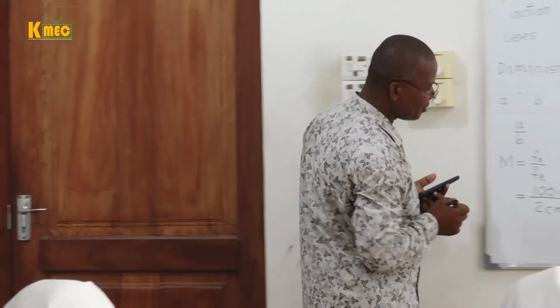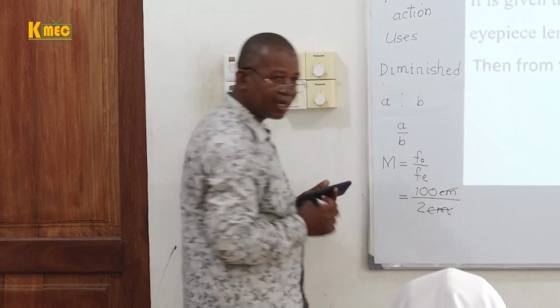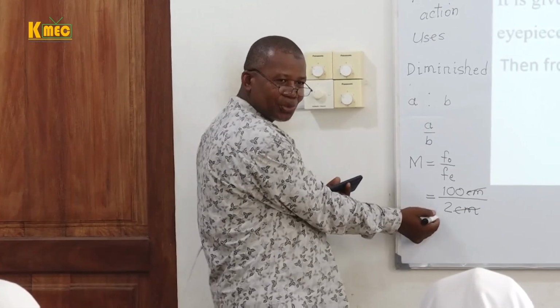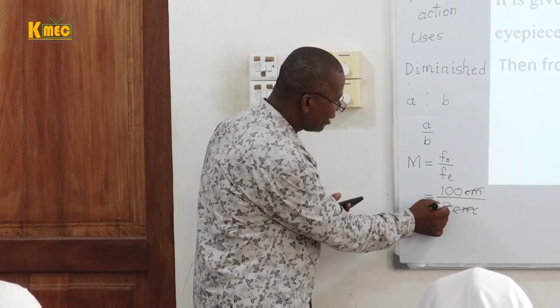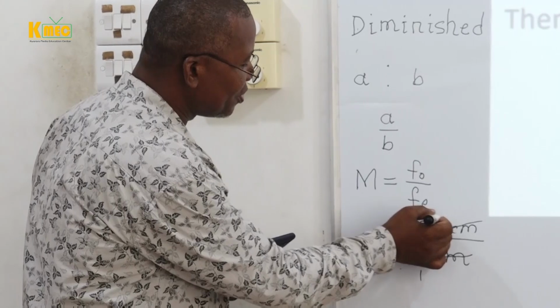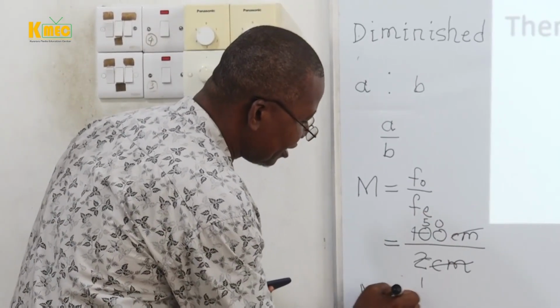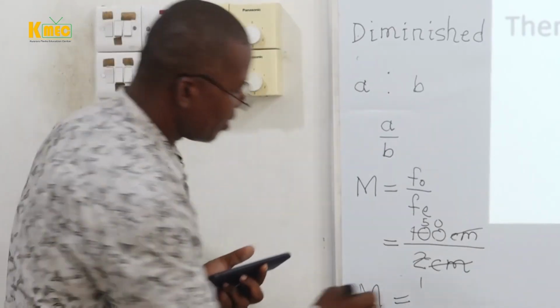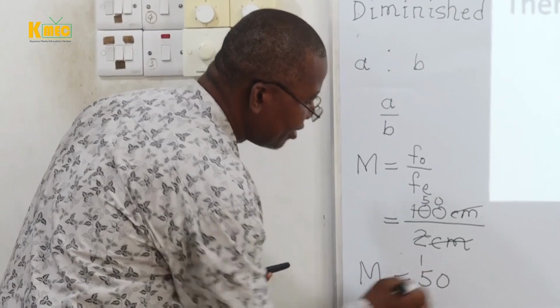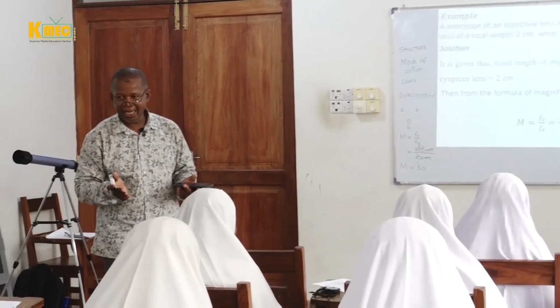Can we cancel it? Yes. Centimeter and centimeter cancel out. Then how many 2's in 2? 1. How many 2's in 10? 5. How many 2's in 0? 0. So magnification is equal to 50. So the magnification of that telescope is equal to 50. Are we okay? Okay, clap for yourself, please.